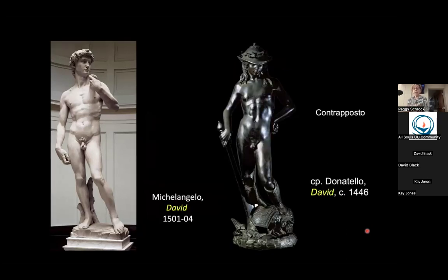Here's Donatello's earlier version, where we have a much more youthful David with the head of Goliath at his feet, in a much more relaxed pose. I mean, first of all, he's a young boy, so he's not going to have like the six-pack that our later David has. Michelangelo is giving us a more mature David in his view.